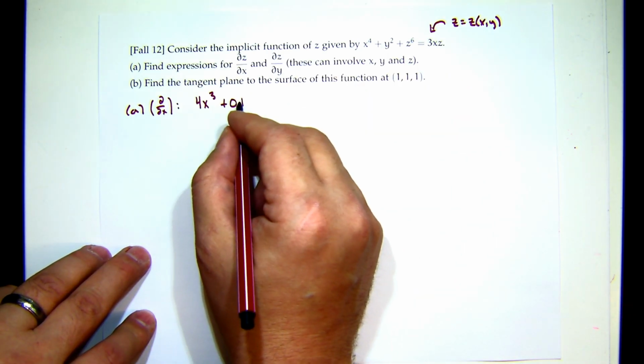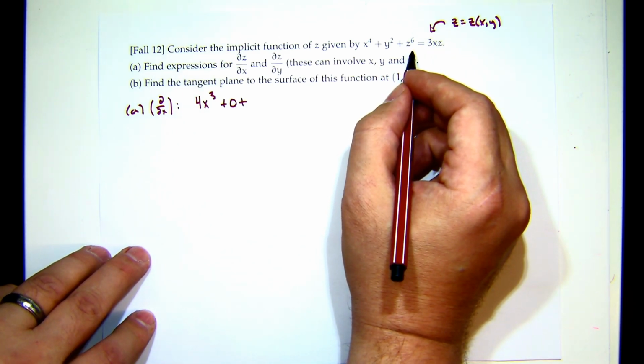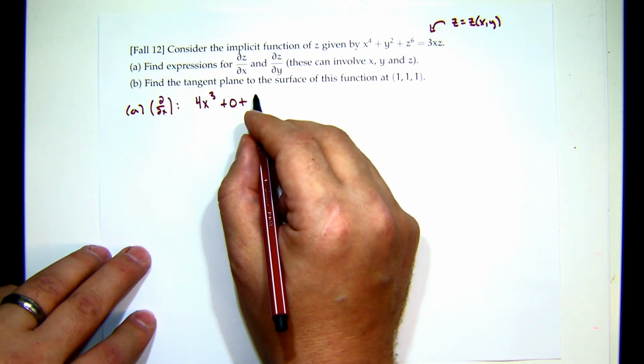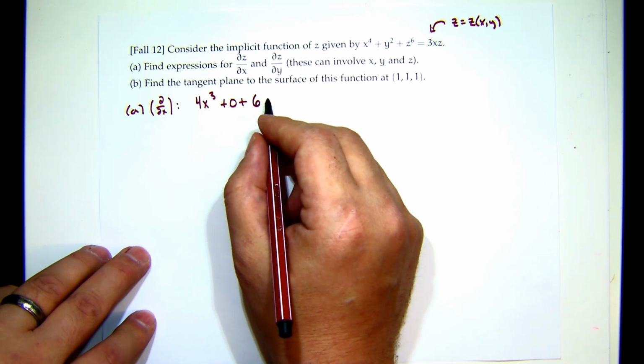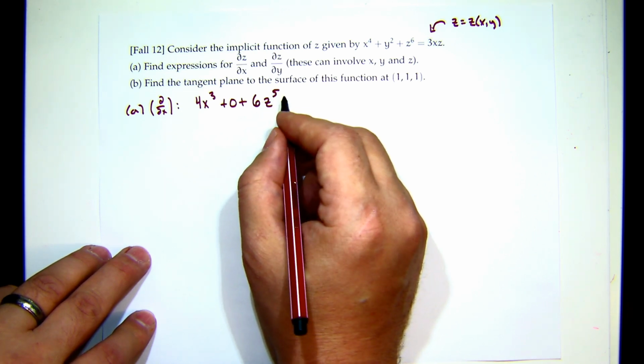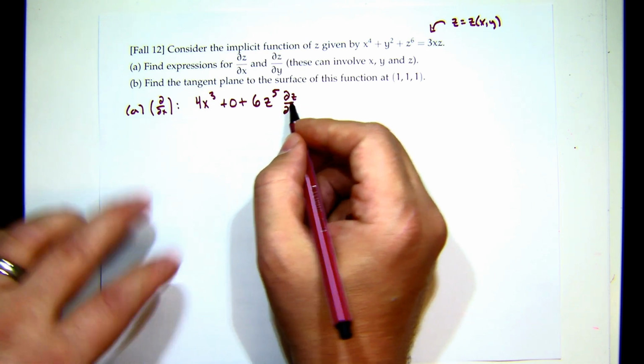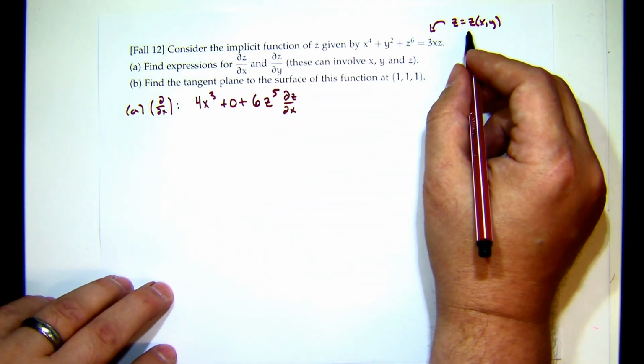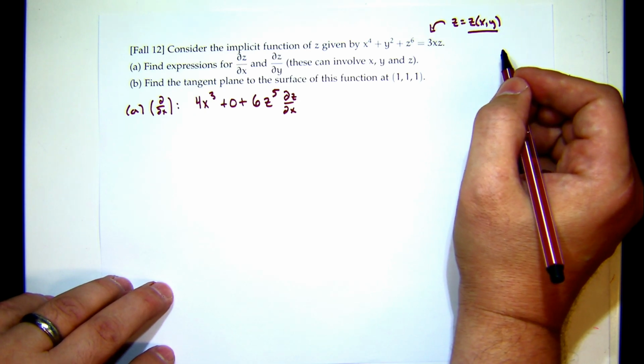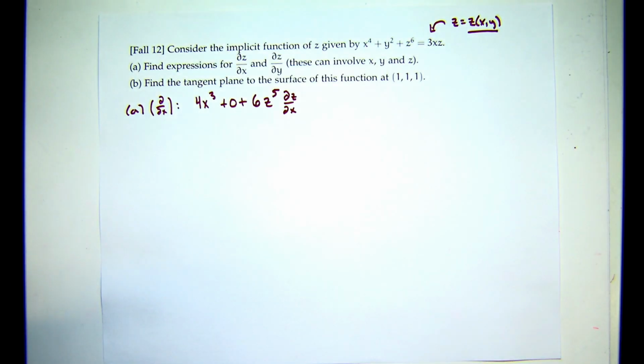Derivative of z to the sixth with respect to x, 6z to the fifth times the derivative of z with respect to x. Now, why is that not 0? Because in the implicit relationship, z is depending on x. X and y are considered to be independent. So x and y can do whatever they want independently of each other, but z will move with them. So z depends on x.